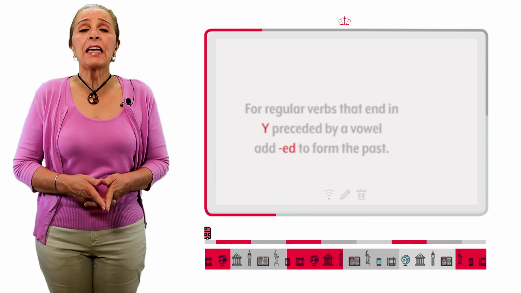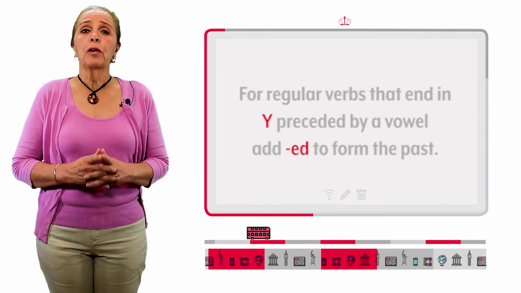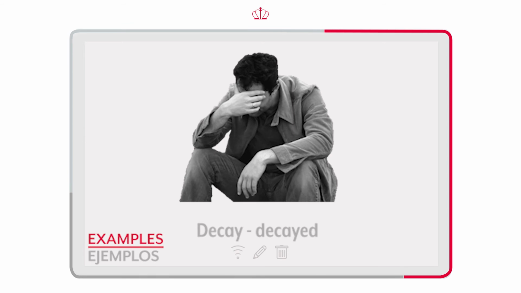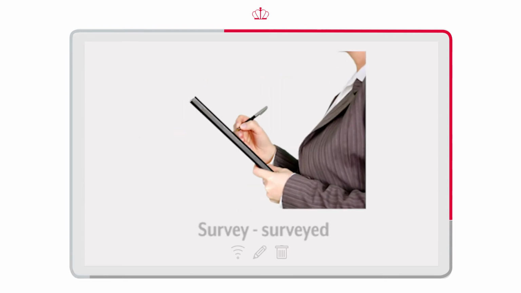For the verbs that end in y, preceded by a vowel, add ed to form their past. Examples: decay, decayed. Enjoy, enjoyed. Play, played. Survey, surveyed.